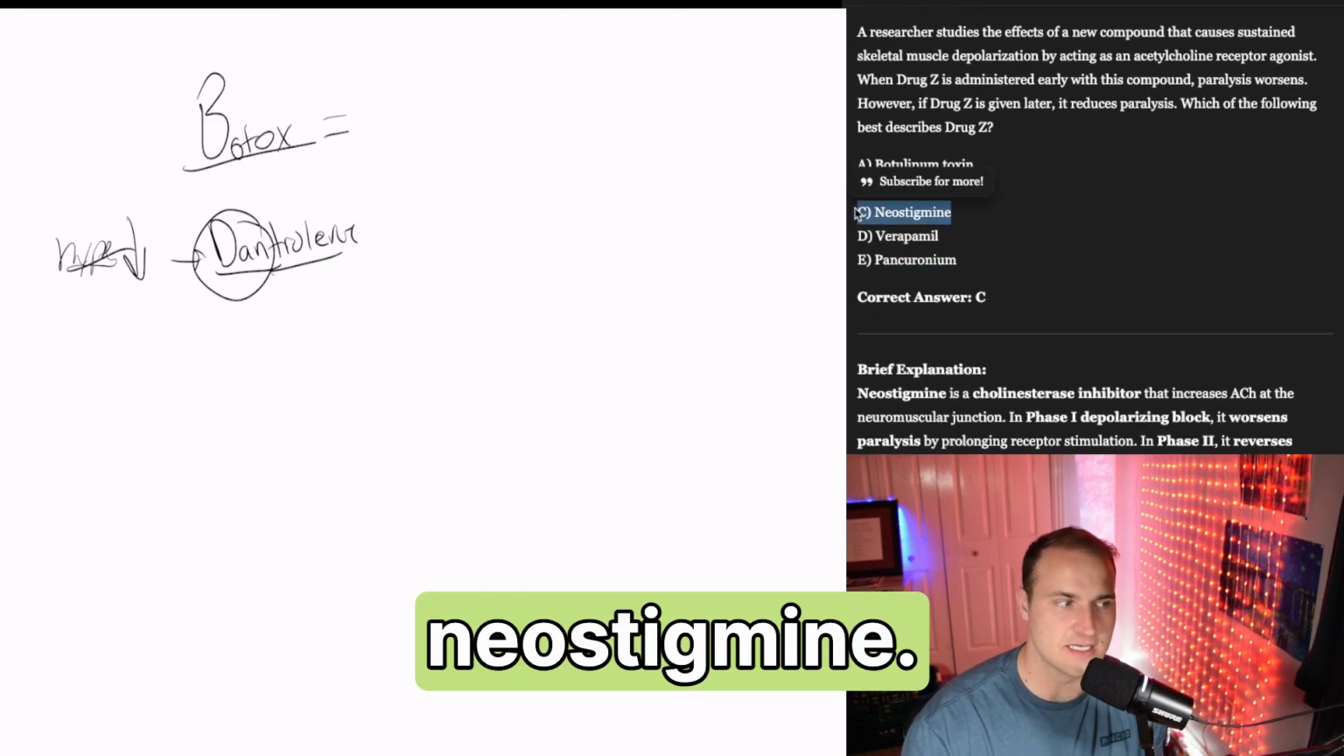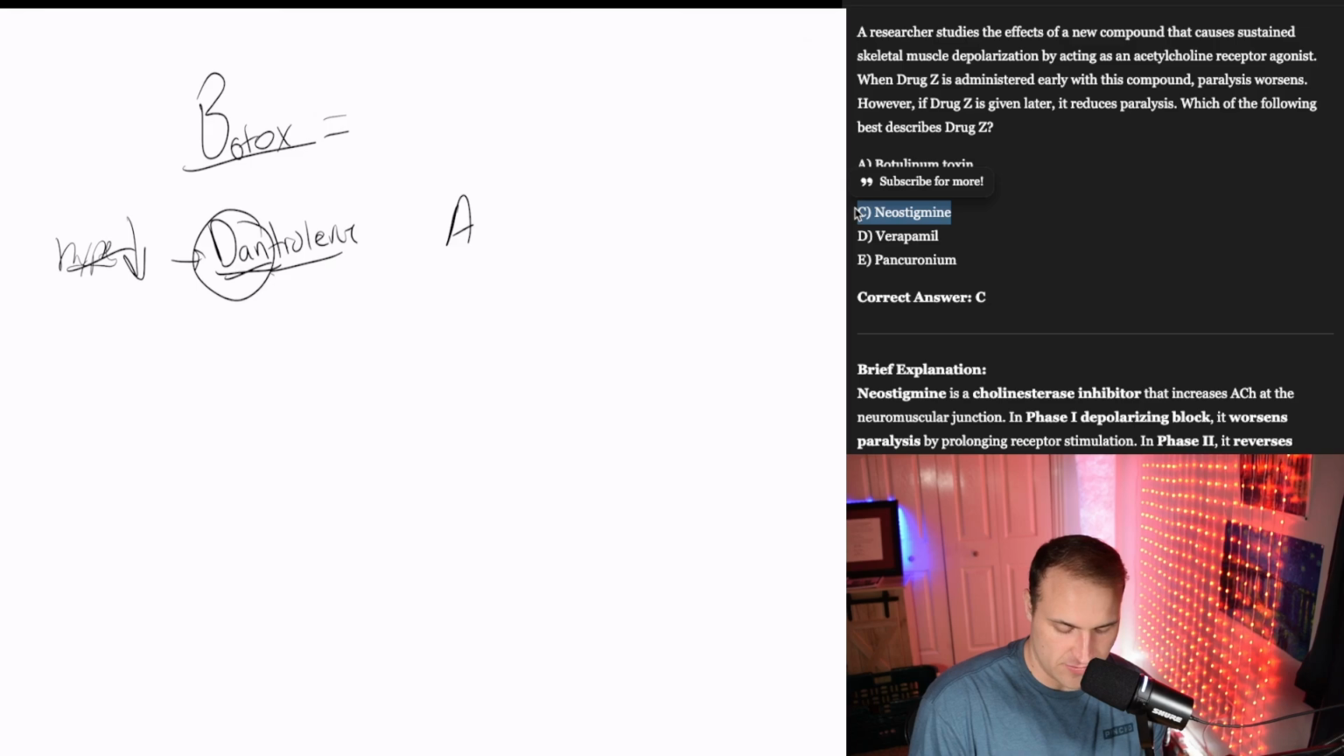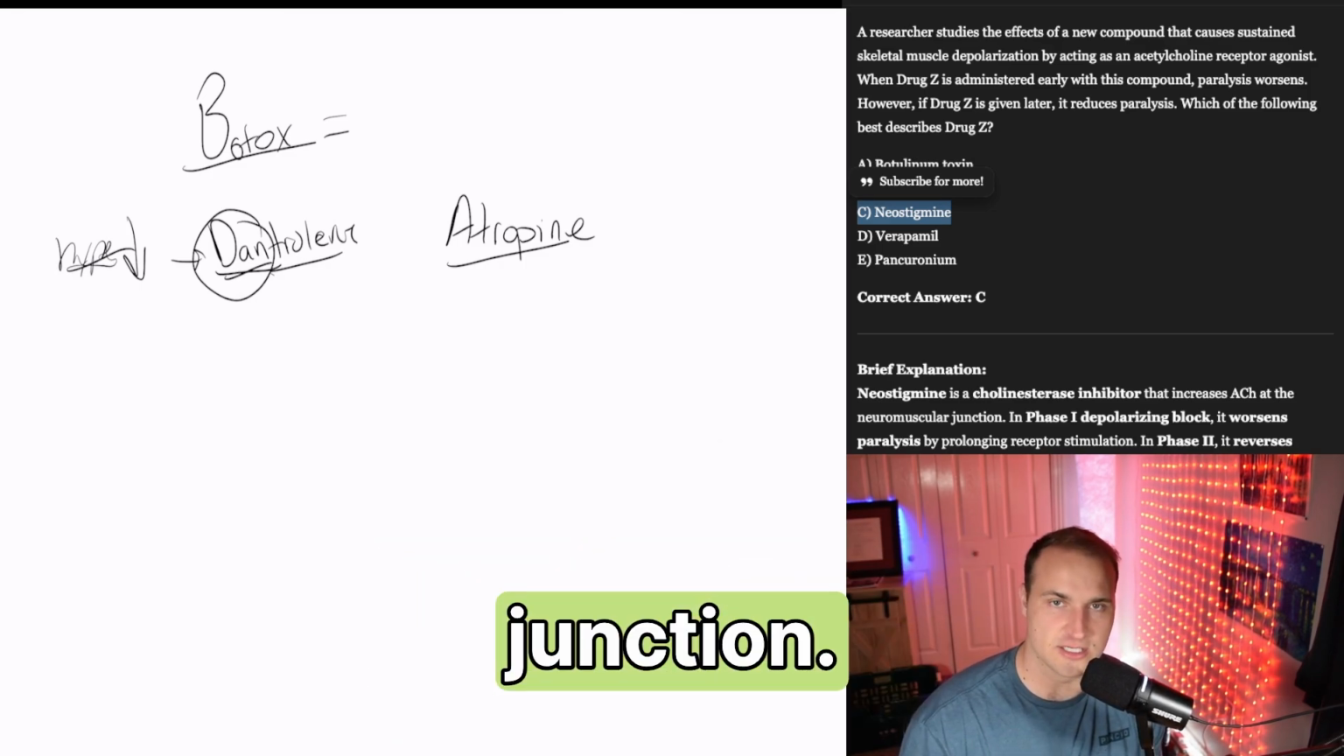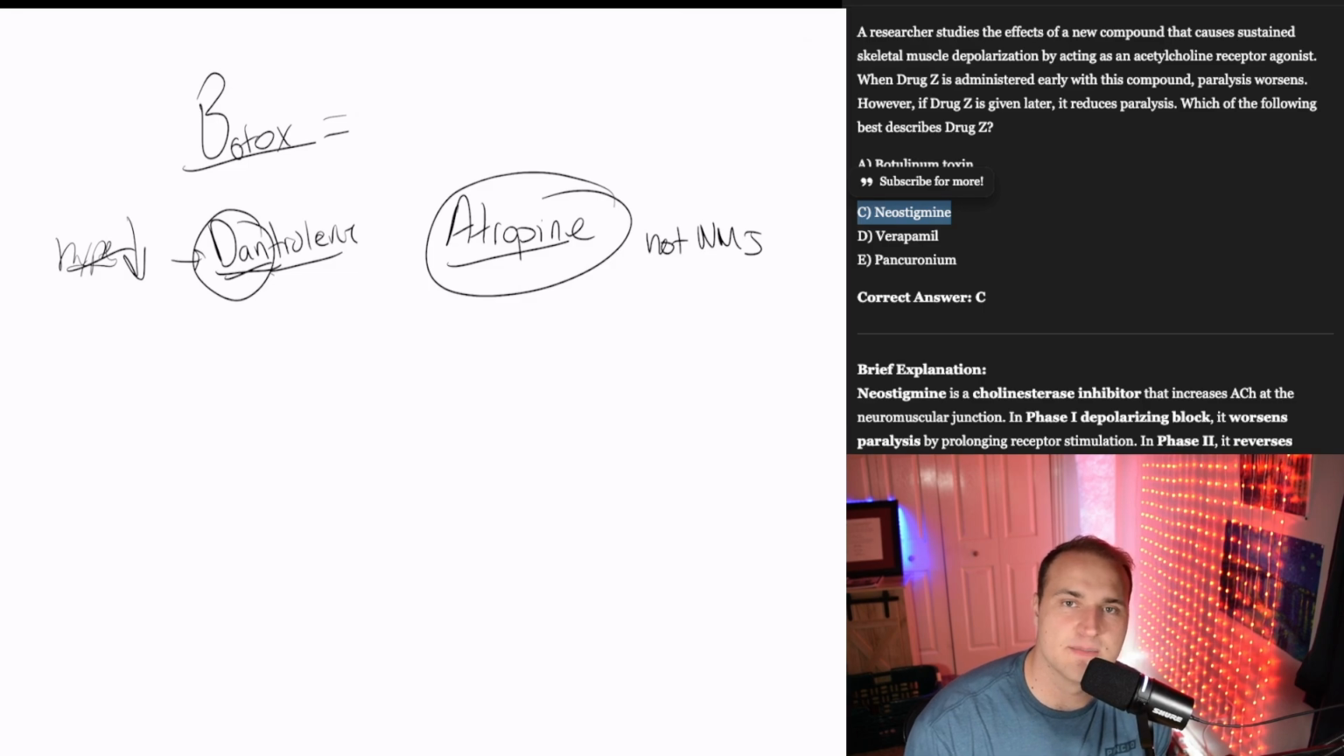Here we are talking about neostigmine. So it's not dantrolene. They could give you other answers like atropine, which is always going to be on there. That can be pretty tempting, but that's a muscarinic antagonist, so it affects the heart, saliva, and the bronchi, not the neuromuscular junction. Rocuronium could be another one, but that's non-depolarizing. It competes with acetylcholine and blocks the receptor, so it'll decrease its effect if it's given together.